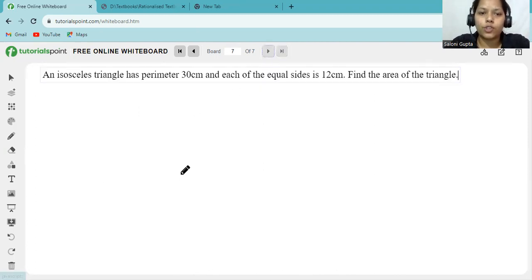Now let us do the last question of this exercise. An isosceles triangle has perimeter 30 centimeter and each of the equal sides is 12 centimeter. This is the same as the first question we have done. We know that in an isosceles triangle two sides are equal, and we have to find the third side. So we will subtract this 12 plus 12 from 30.